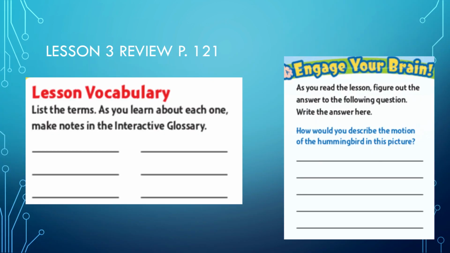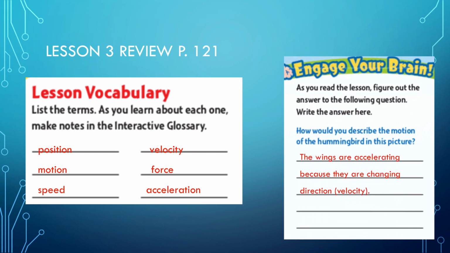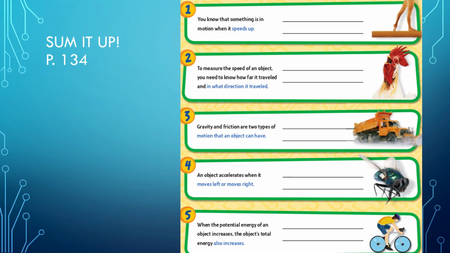Turn back to page 121 to review lesson 3. Lesson vocabulary terms for this lesson were position, motion, speed, velocity, force, and acceleration. How would you describe the motion of the hummingbird in this picture? The wings are accelerating because they are changing their direction, or also their velocity. Complete Sum It Up on page 134.